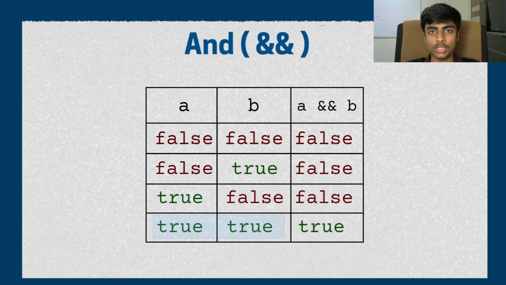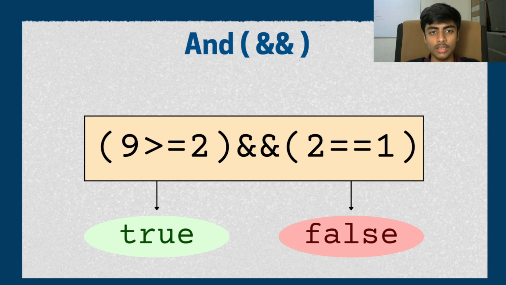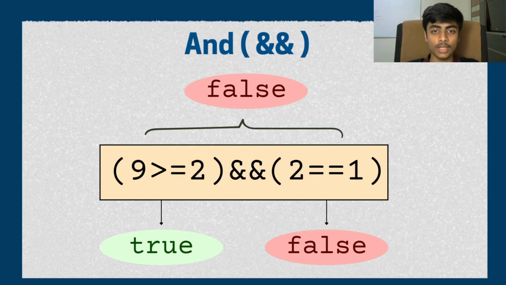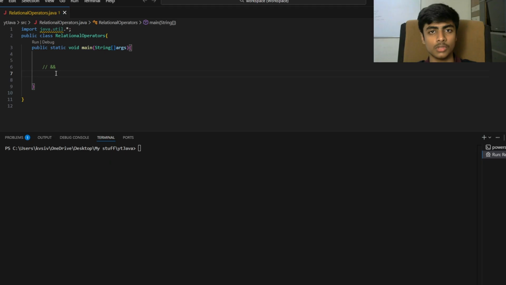Now we look at our original expression again. Here we have 9 is greater than or equal to 2, which is obviously true, and 2 is equal to 1, which is obviously false. Remember, for an AND operator, both the inputs or both the expressions have to be true. Since 2 is equal to 1 is false, one of the inputs is false, and therefore this whole thing is going to evaluate to false as well. Now the symbol for the AND operator is just a double ampersand. You can locate the AND symbol above the 7 on your keyboard.